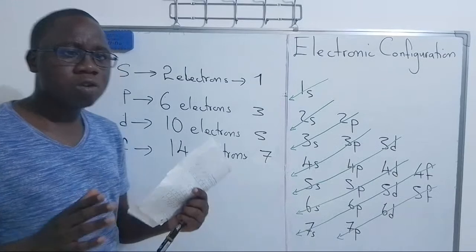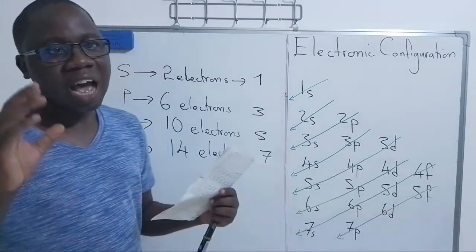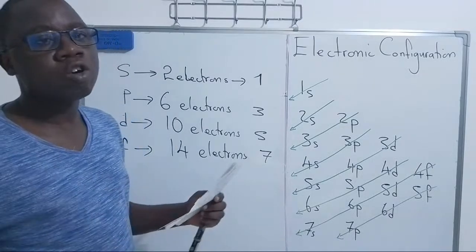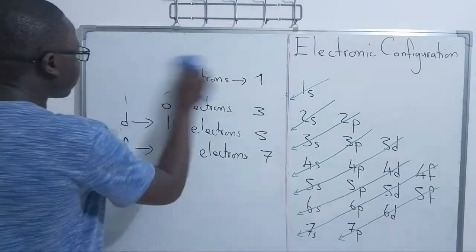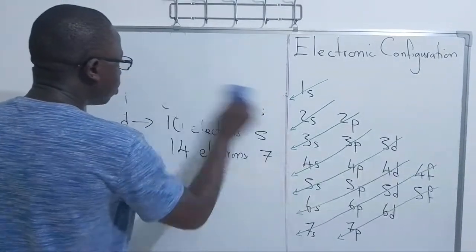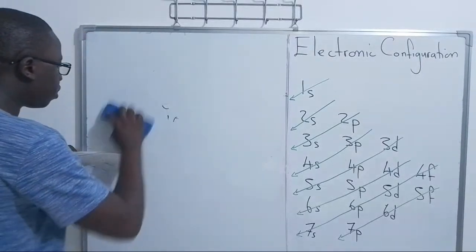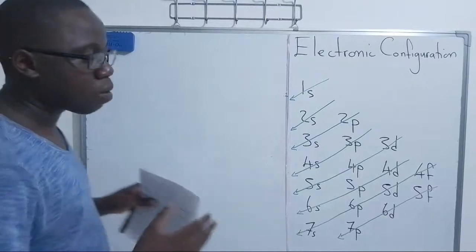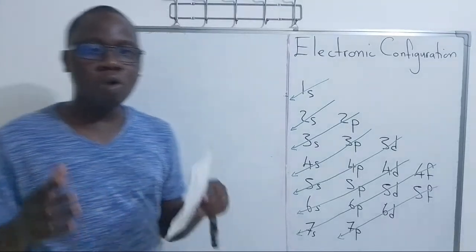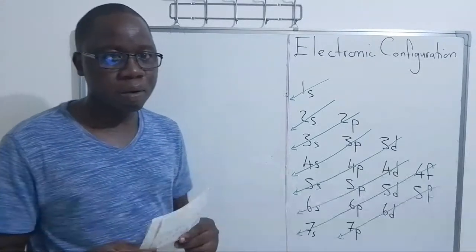Now, after you know the number of electrons that can be occupied by each orbital, we are ready to give some examples of elements and come up with the electronic configuration together. So let's start with the first element we can look at on the periodic table. If you are following this video, get your periodic table, because most of the work we'll be doing here is based on the periodic table.